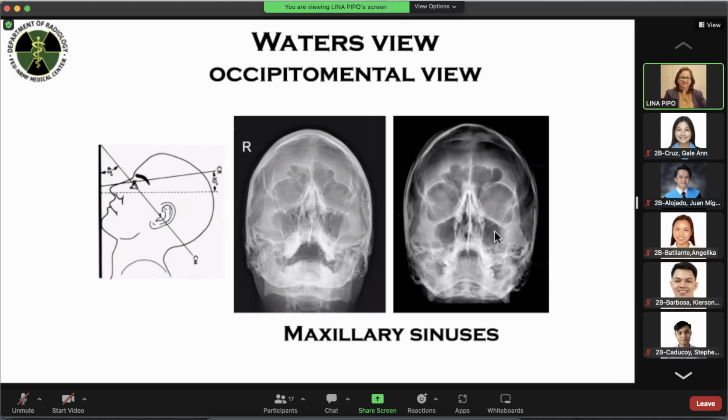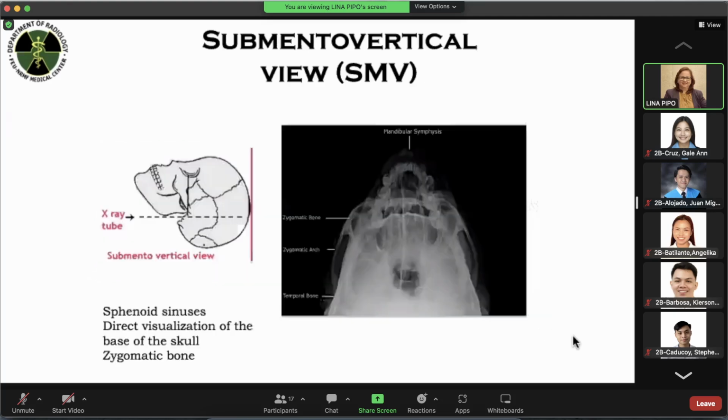Basically, there is just a lucency in here because normally it will just contain air. So it will appear lucent in X-ray. But in cases where there's opacification or air-fluid leveling in that area of the frontal or maxillary sinuses, you can diagnose that the patient has sinusitis, or inflamed sinuses.